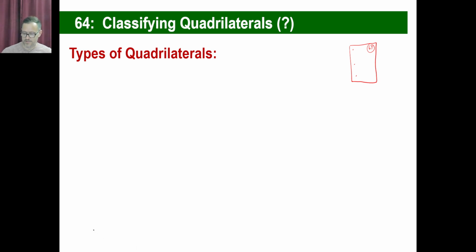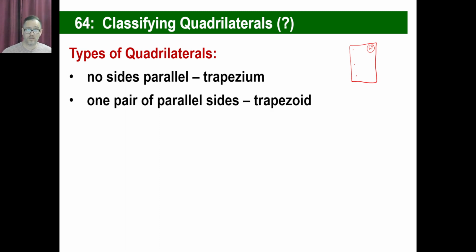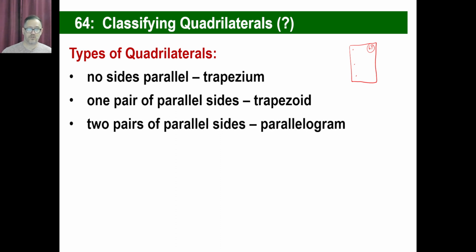Anyway, so let's look at these very quickly, very short lesson. We can get right to your warm-ups. Types of quadrilaterals, just memorize these. These are all on page 341. If you have no sides that are parallel, in other words, parallel lines that will never cross, that's called a trapezium. If you have one pair of parallel sides, that's called a trapezoid, all right? And two pairs of parallel sides, that's called a parallelogram.